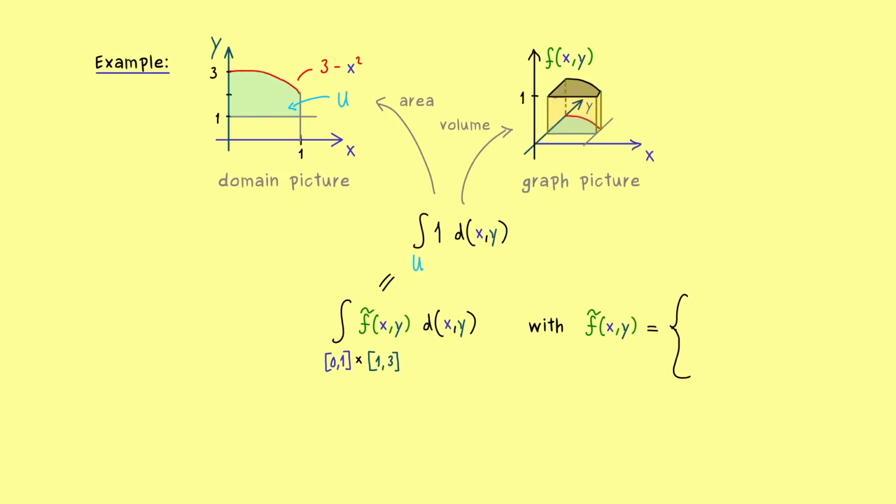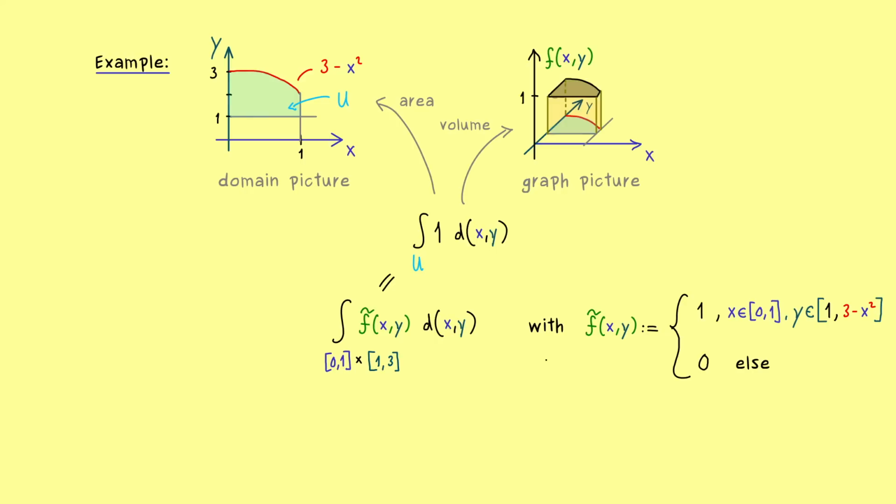So here we can say f tilde is equal to 1 if x lies in the interval 0 to 1, but then y depends on the chosen x. Namely, y lies between 1 and the value 3 minus x squared. So in other words, the boundary of this domain U is now put into the definition of f tilde. And to finish the definition, it's 0 for all other cases.